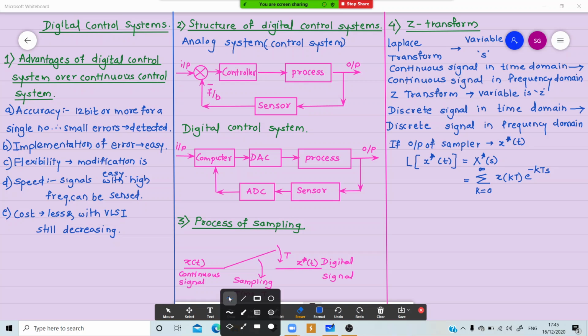You know very well. No need to write everything, and then it may confuse you. So, in short, I'll write e raised to minus kts, which is not a rational function of s. It will become difficult to handle, right?